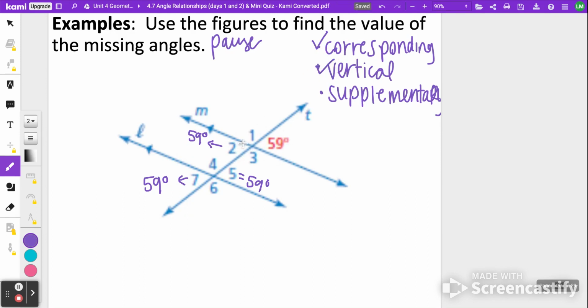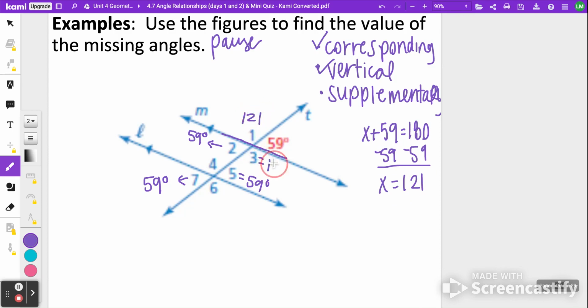If you look here in the top, I have angle 1 and 59 degrees making a straight line. So I know that x, which would be angle 1, plus 59 is equal to 180. To find out what x is, or find out what angle 1 is, I'm going to subtract 59 from both sides, so I get x is equal to 121. So angle 1 is equal to 121.